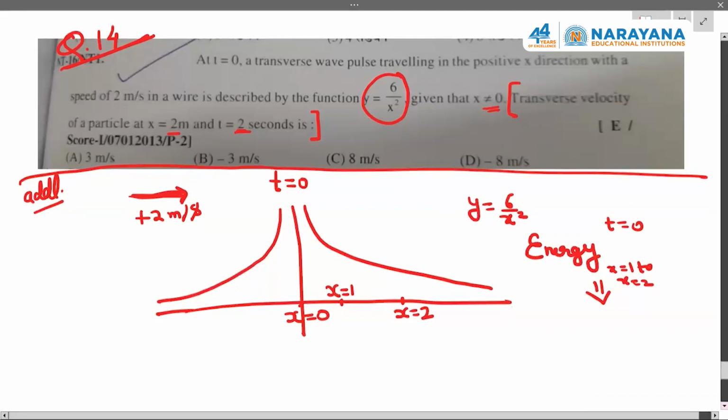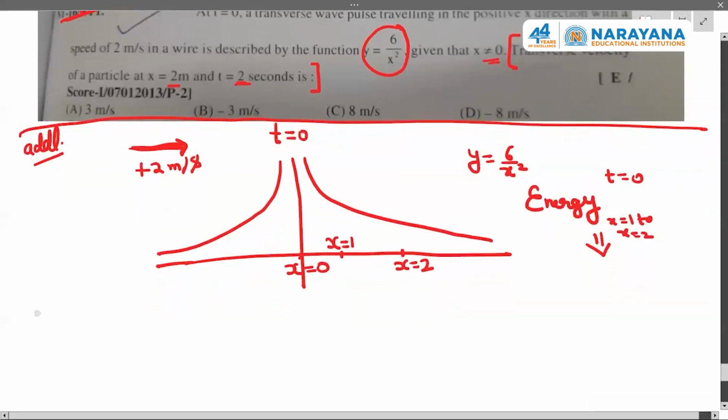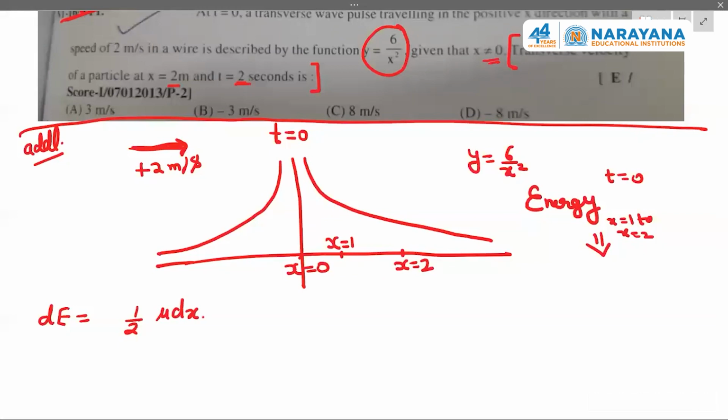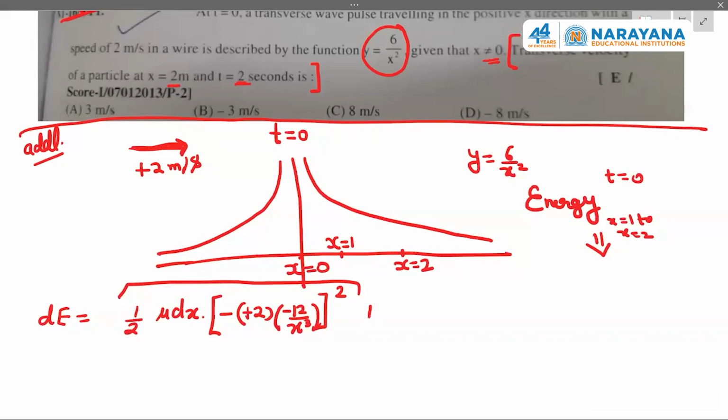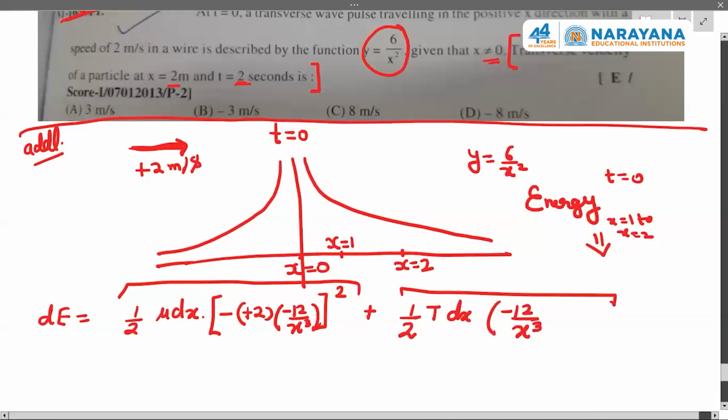So maybe while I'm solving this, now let's see how should I go about it. So I will try to write the dE expression and integrate it in this problem. So it is half of mu dx, mu I am taking as constant, into particle velocity square. So Vp term. So minus of, it is plus 2 and dou y by dou x. So it comes out as minus 12 upon x cube. Right. So that is the kinetic term, plus it is half of tension T dx dou y by dou x. So again, minus 12 upon x cube, the whole square.